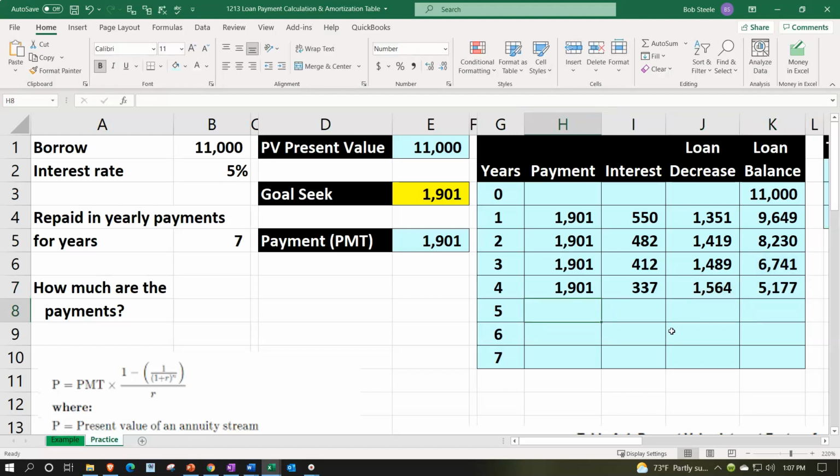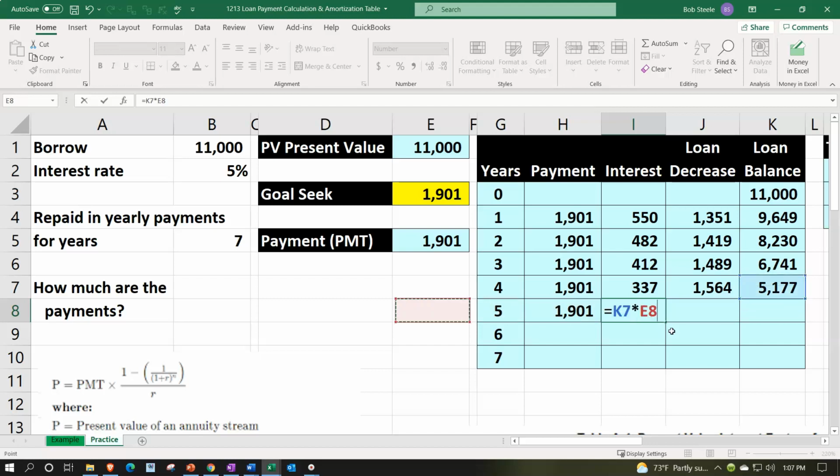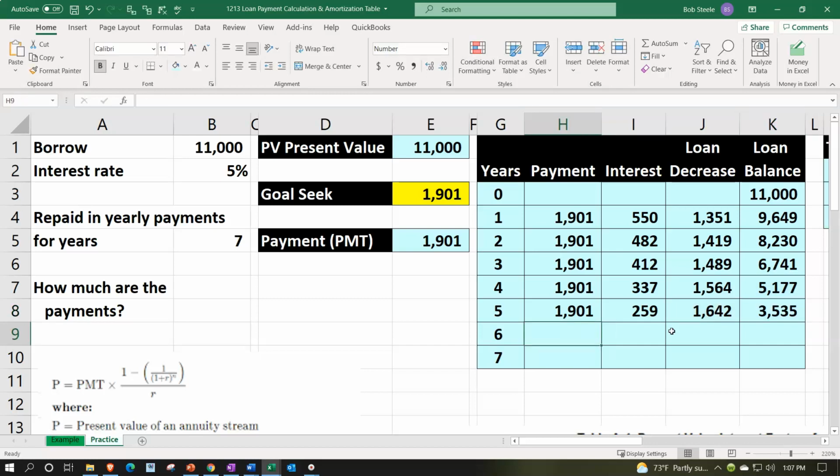Let's do it one more time, and then we'll go back up and do it the easy way instead of this way. I'm going to hit this one, then say tab instead of enter, and then equals, that takes us to the cell to the right, equals the prior balance times the 5%, tab, and then this equals the amount we paid minus the interest, tab, and this equals the one above it, the 5,177 minus the 1,642, and that gives us the new loan balance of the 3,535.